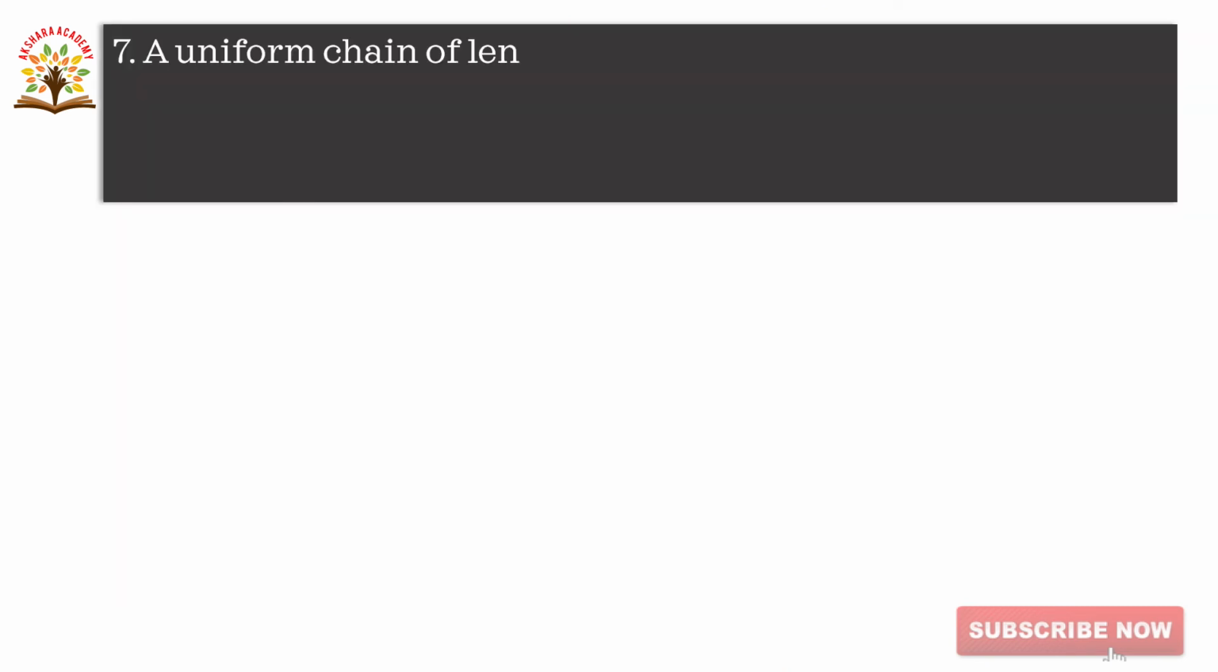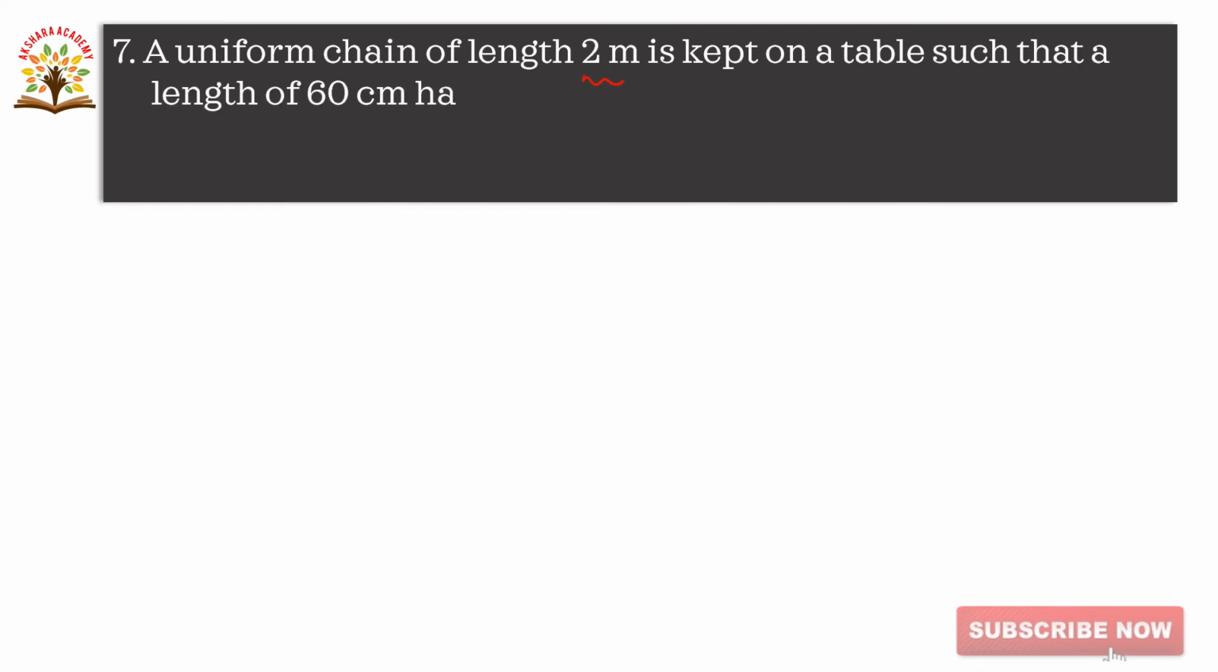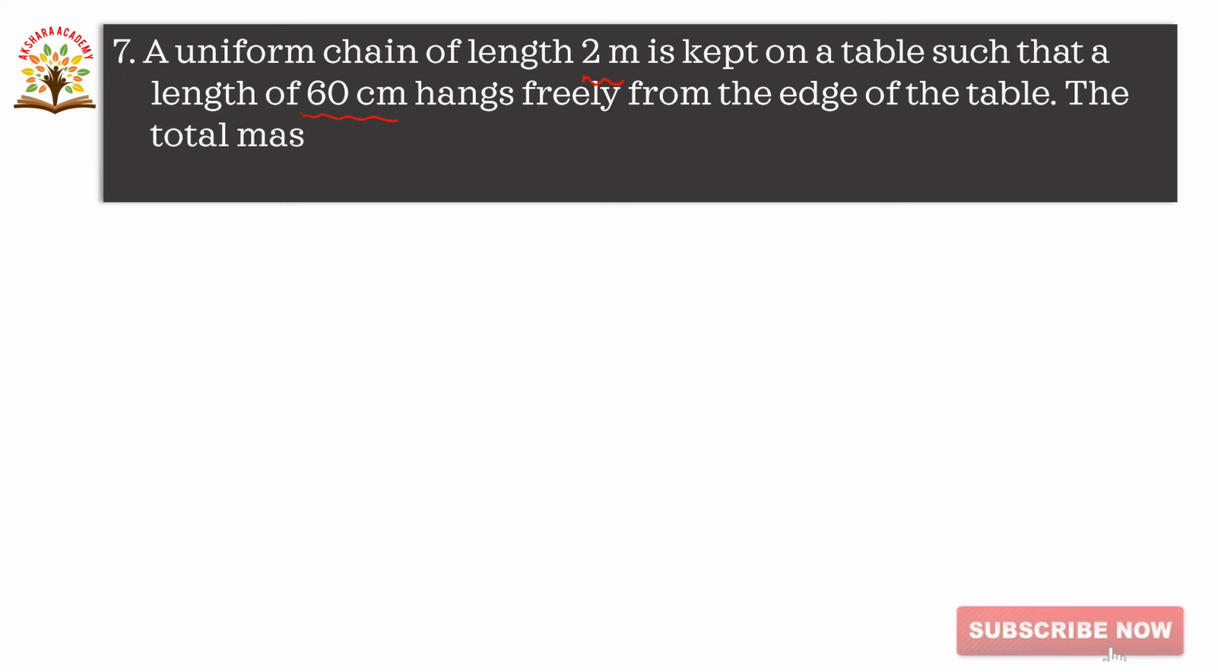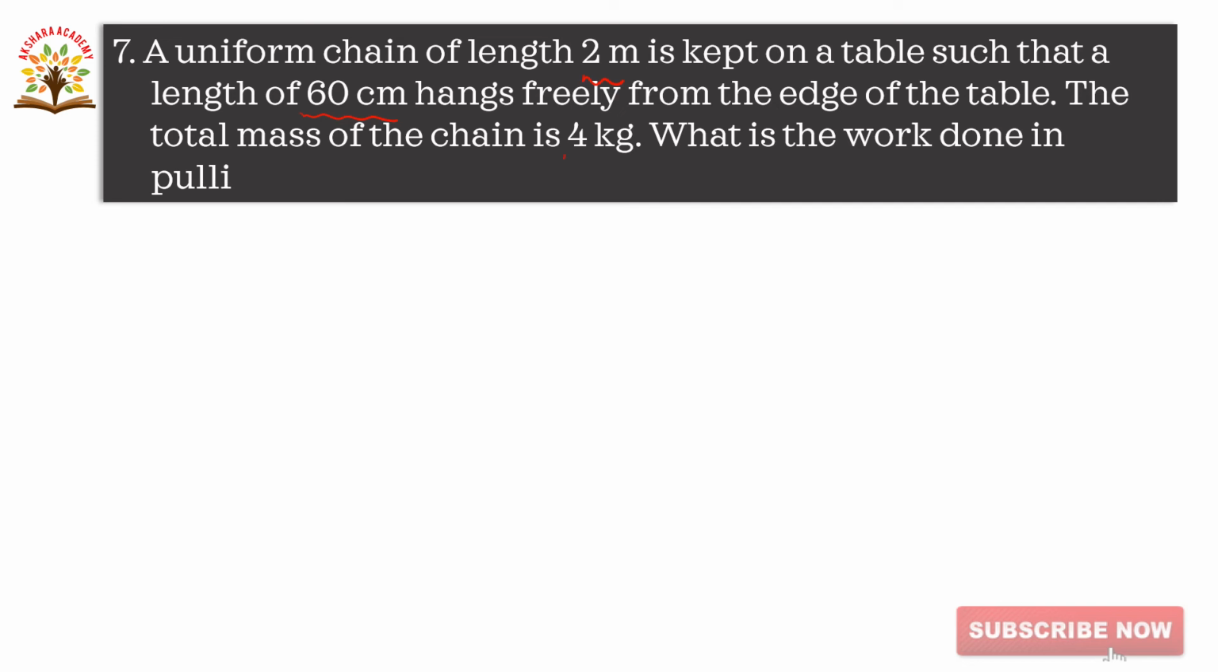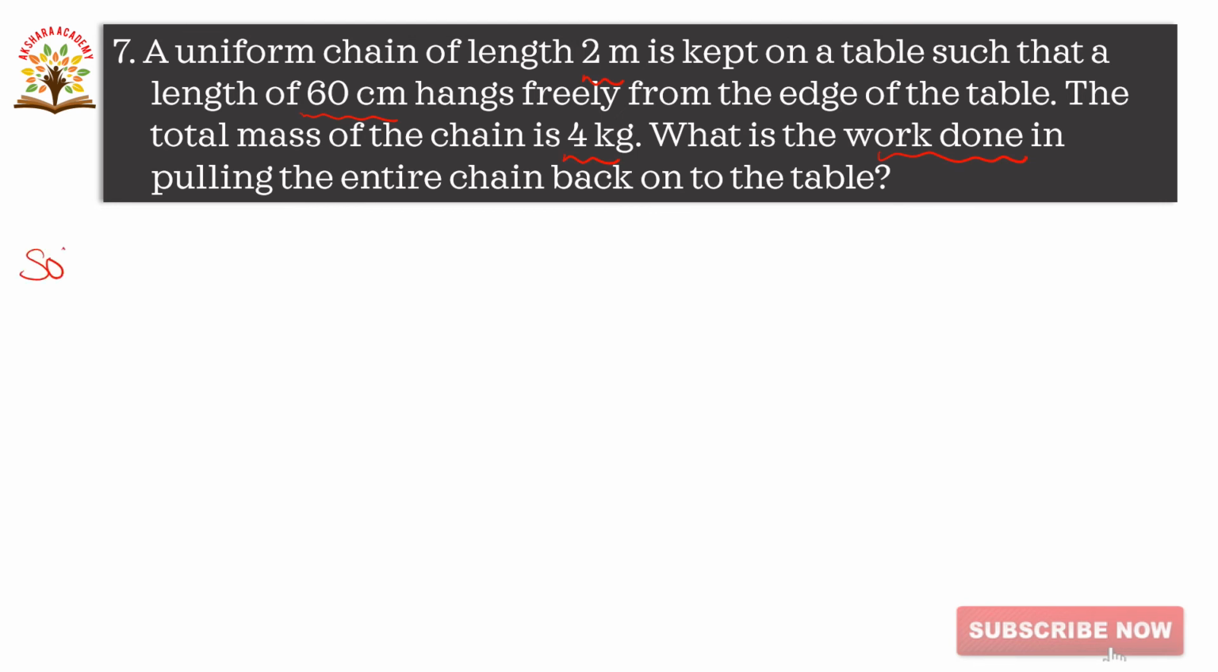A uniform chain of length 2 meters is kept on a table such that a length of 60 centimeters hangs freely from the edge of the table. The total mass of the chain is 4 kg. What is the work done in pulling the entire chain back onto the table? Here we have to calculate the work done in pulling the entire chain back onto the table. Now let us go to the solution.